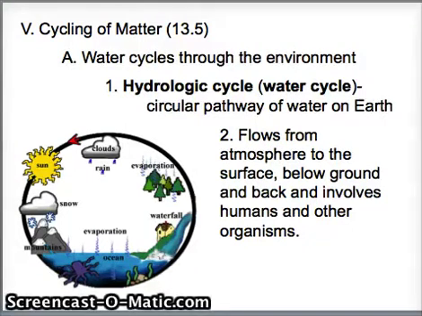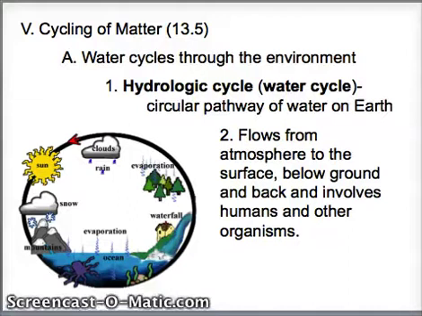The first type of matter that we'll be looking at is the water cycle, or H2O as matter. So water has to cycle through the environment. Water is a critical compound, all living things need it. But the water cycle is also known as the hydrologic cycle. And this is a circular pathway of water on Earth.